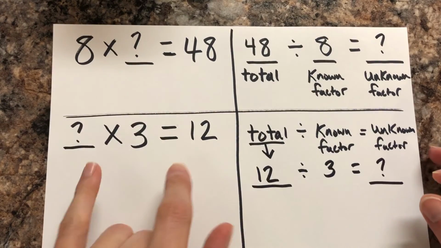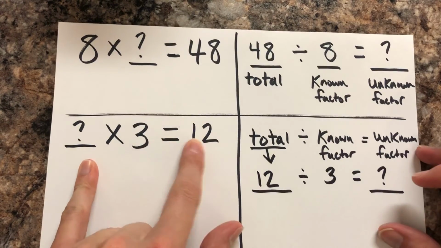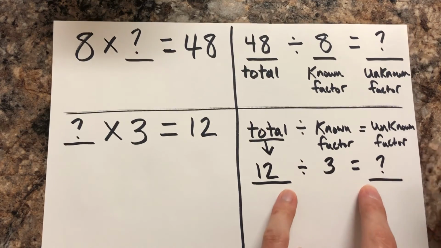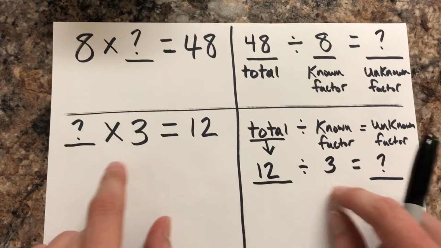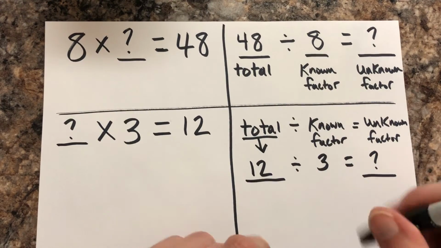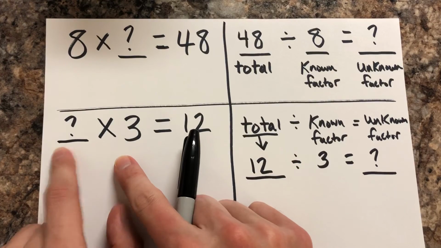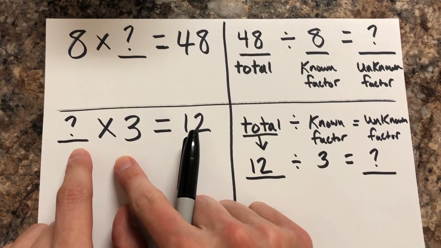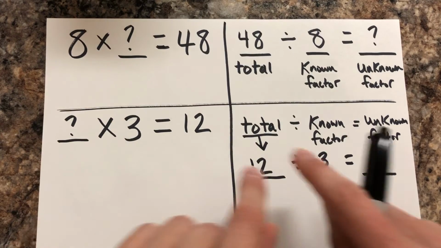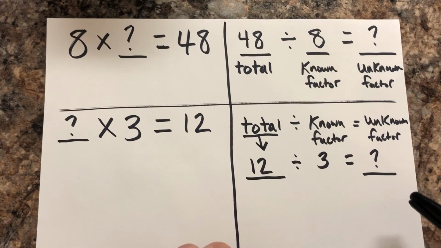That's how we do an unknown factor multiplication equation and turn it into a division problem. So division is really a multiplication sentence with an unknown factor. That's all division is. Division is multiplication with an unknown factor. That's one way to think about it. So if I'm missing a factor in multiplication, I can rewrite it as a division sentence.